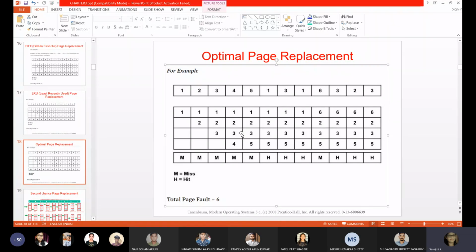In the optimal page replacement algorithm, implementation is very difficult. Why? Because we are referring to the future string, and the page which will not come, that page only we are removing. So of course it will reduce the number of page faults by default. But implementing this algorithm is very difficult because we need the future string; the pages which are going to come must already be known priorly.